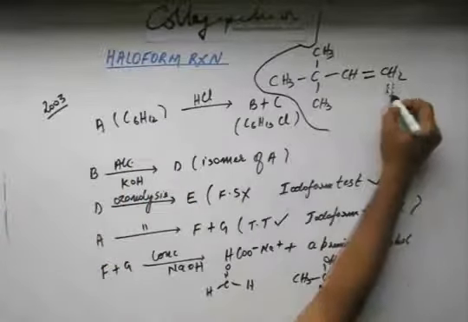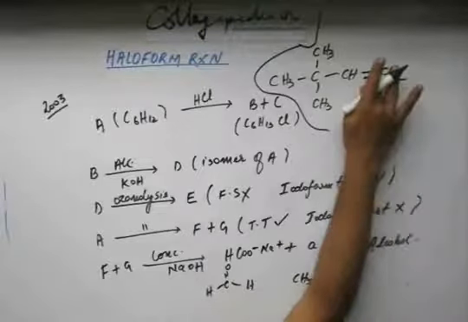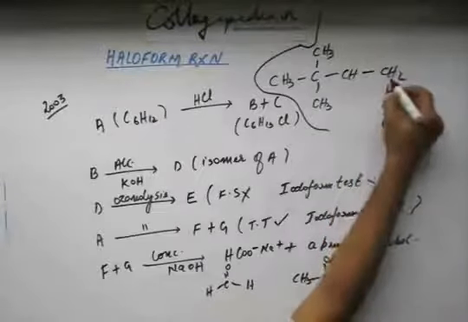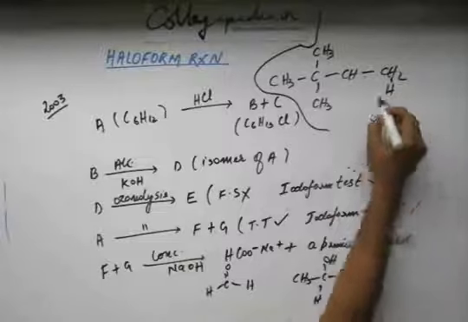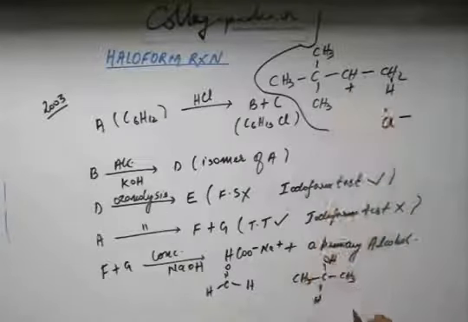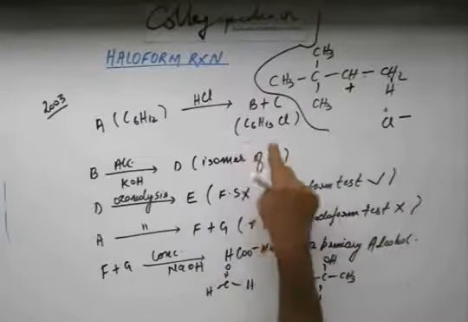Now, H will come here. HCl will come here like this. H will be attached to this carbon. Cl will come out as Cl minus. This carbon will have a plus charge. Now the two products are given.